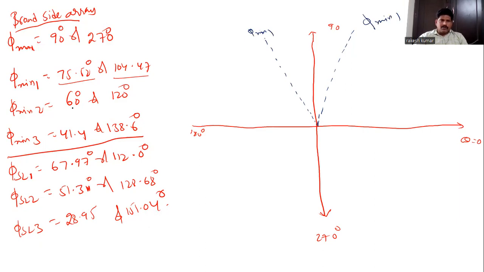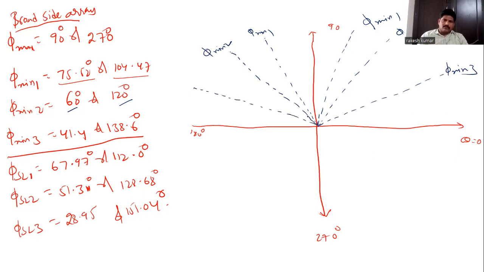Okay, next pi minimum 2 is 60 degrees and 120 degrees. So this is pi minimum 2 and this is pi minimum 2. Okay. Next, pi minimum 3 is 41.4. This is pi minimum 3. And another one is 138. So this is pi minimum 3.